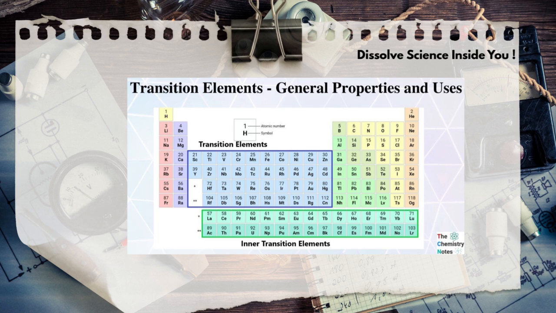Because of these partially filled d orbitals, transition elements show some very special properties which are completely different from s block and p block elements. Now let us understand these properties one by one.